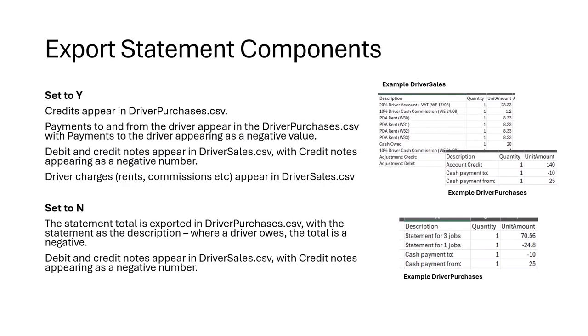If you break out the details of charges appearing on a statement into separate line items, set Export Statement Components to Y, so you'll see all the different charges, including rents and commissions, appearing in separate lines, along with the total before deductions. Setting it to N simplifies the export and combines the charges and credits into one line item with a net total.